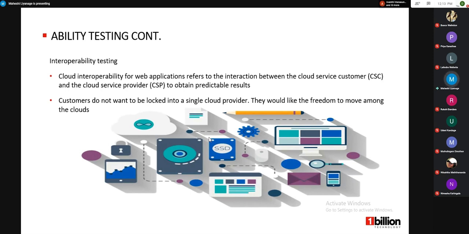The first part will focus on the web application interaction between the cloud service customer and the cloud service provider. Then we have as the second part the interaction between the cloud service providers. And as the third part we have in-cloud interoperability testing, that is the interaction between the cloud service provider and the management functions. So that's about the interoperability testing on cloud.